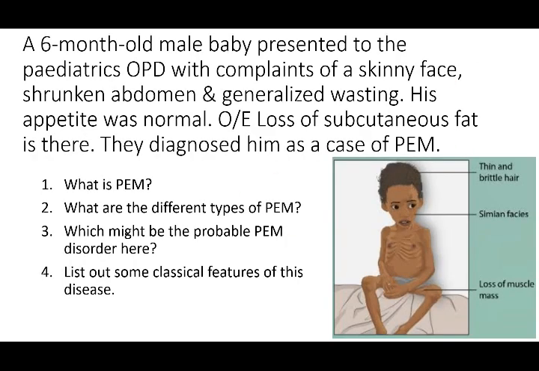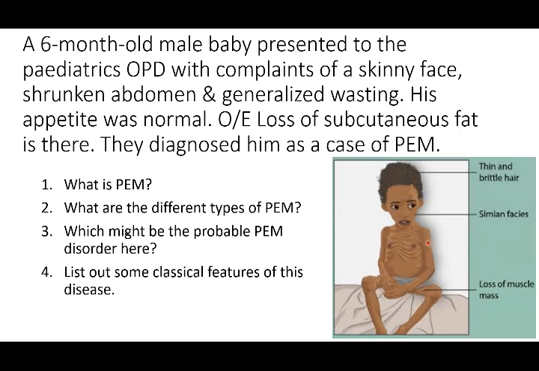Moving on to the last chart, which is chart 6. The chart is about this history. A 6-month-old male baby presented to the pediatrics OPD with complaints of a skinny face, shrunken abdomen, and generalized wasting. His appetite was normal. On examination, loss of subcutaneous fat is there. They diagnosed him as a case of PEM. Now the same questions are there here, and the picture is different.